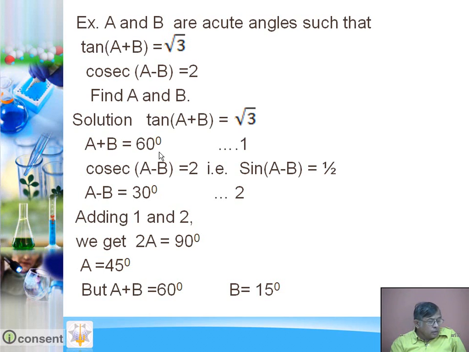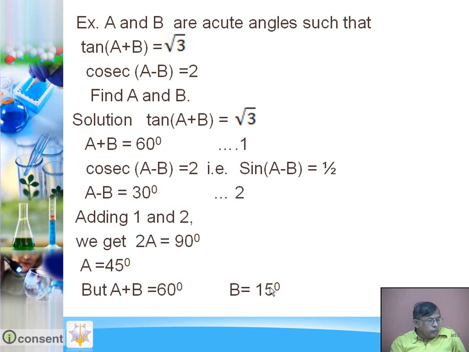Cosec of A minus B equal to 2, that is sin of A minus B is half, means A minus B equal to 30. Adding 1 and 2, we get that 2A is equal to 90, A equal to 45, but A plus B is equal to 60, therefore B is equal to 15.